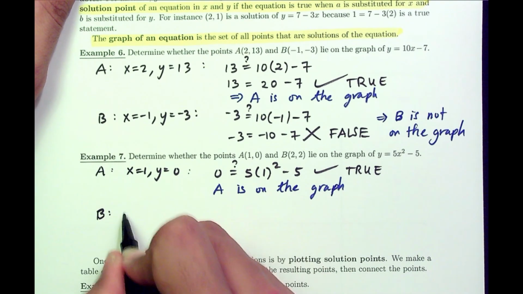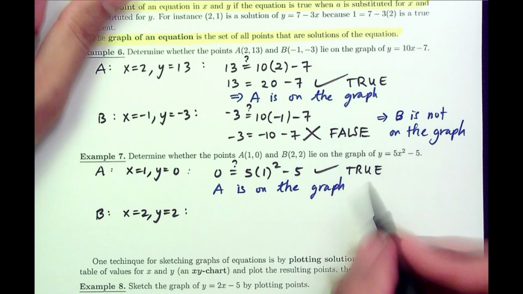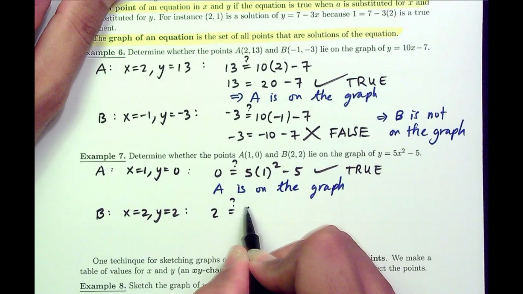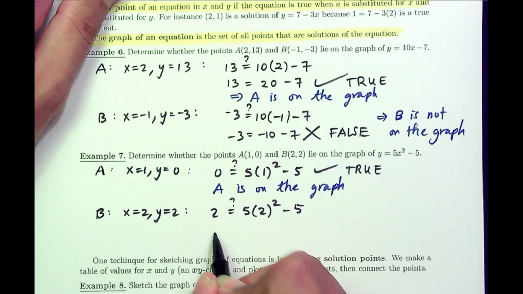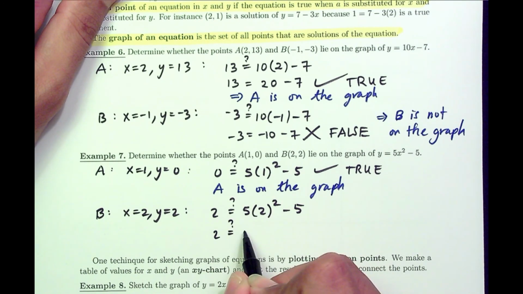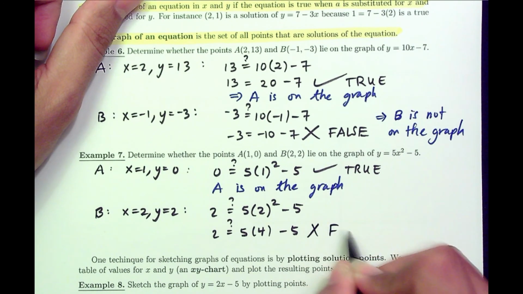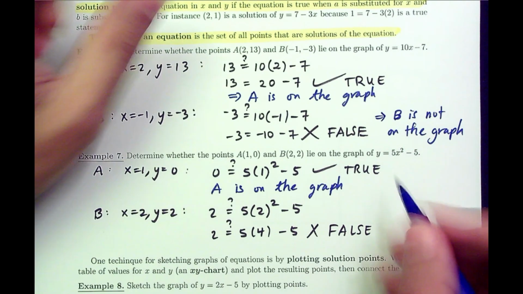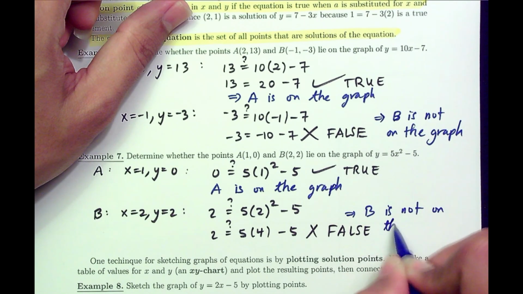B has coordinates x equals 2 and y equals 2. So is it true that when I plug in 2 and 2, 2 equals 5 times 2 squared minus 5? Well, that one is not so obvious, so I'm going to simplify it a little bit. So 5 times 4 minus 5. Okay, 5 times 4 is 20. 20 minus 5 is 15, so this one is false. So that means that B is not on the graph.